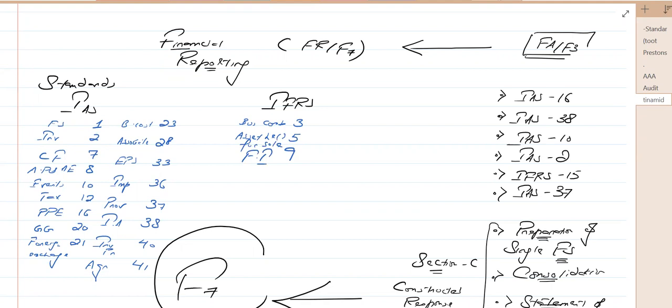Okay, then we have again IFRS 10, which is relevant to the consolidation. And then we have IFRS 13, which is relevant to the fair value measurement. Then we have IFRS 15, which is the revenue recognition standard. And then we have IFRS 16, which is for leases. So you see there's a long list of IAS and IFRS that you're supposed to do in order to pass the F7 exam or the financial reporting exam.